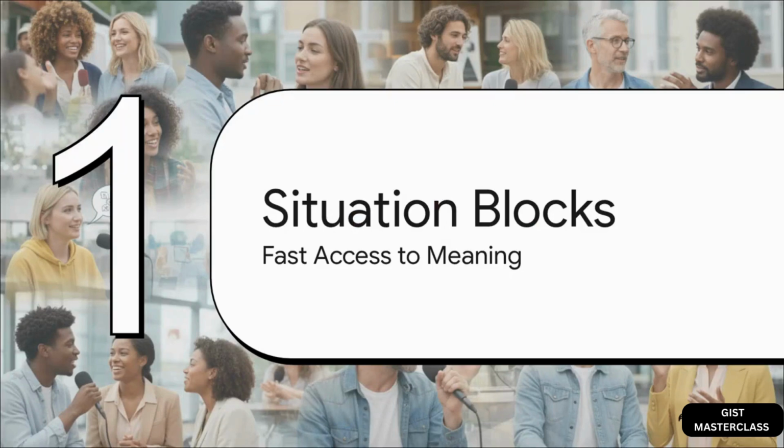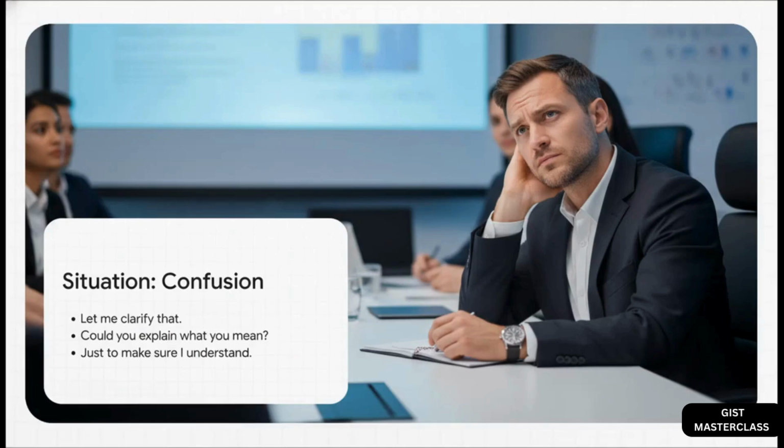Moving right along to Section 3, situation-based language blocks, fast access to meaning. So how does this play out in the real world? Well, fluent speakers don't build sentences word by word. They grab ready-made blocks of language based exactly on the situation. Take confusion, for example. Instead of digging around for the specific verb to clarify, fluent speakers feel that slightly awkward confusion in a meeting and instantly drop one of these blocks. Let me clarify that, or could you explain what you mean? The phrase is just built and ready to deploy.